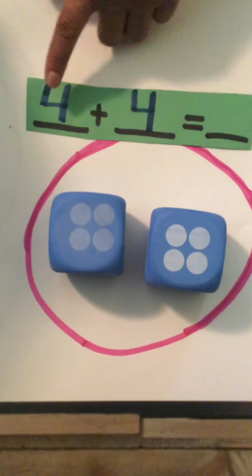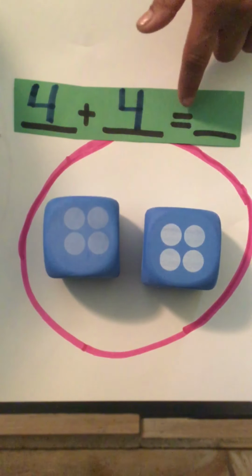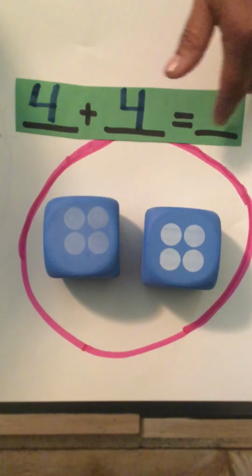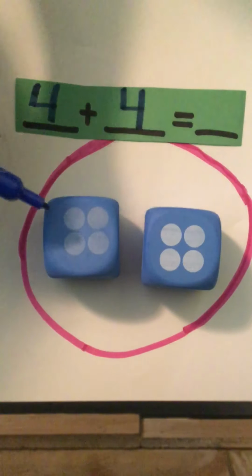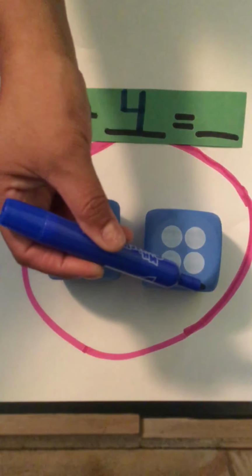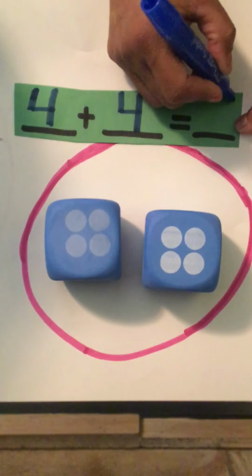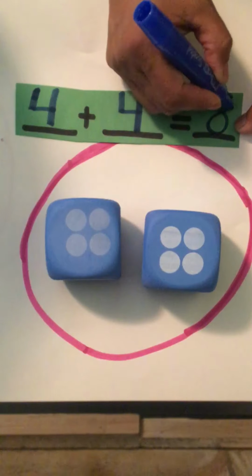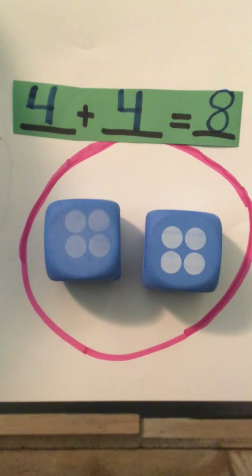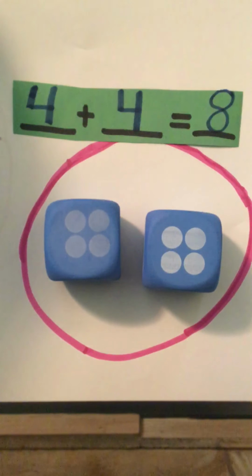Let's go. 4 plus 4 equals, we got to count, don't we? 1, 2, 3, 4, 5, 6, 7, 8. Yay! 4 plus 4 is 8. All right, look at that. Did you see what I saw? 4 plus 4, aren't these the same? It's the double. Everyone, let's sing our song.